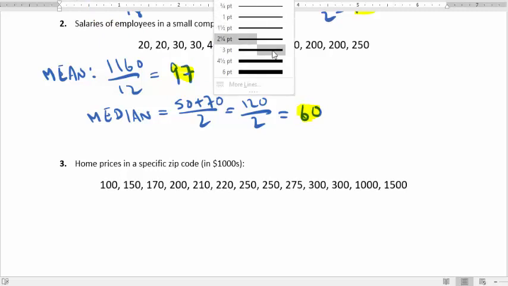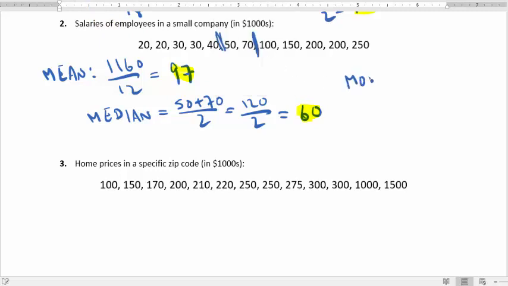And then in this case, the mode, the one that occurs the most frequently: 20, 20, 30, 30, 40, 50, 70, 100, 150, 200, 200, and 250. Well, actually, this is a weird one because there's two 20s, there's two 30s, and there's two 200s, and there's nothing that appears more than twice. So in this case, the mode is actually all three of those. So it's 20, 30, and 200. So this is what you would call trimodal because there's 3 different modes.